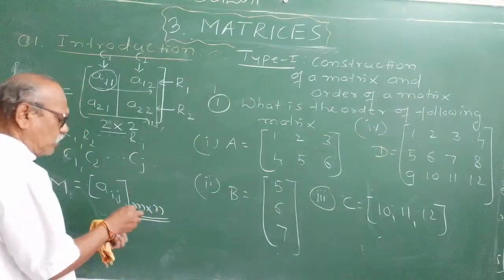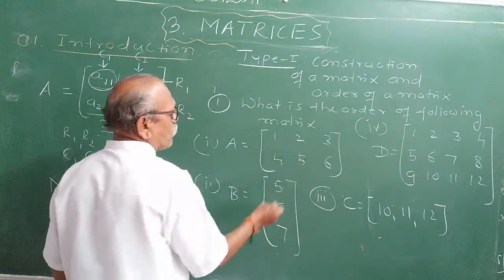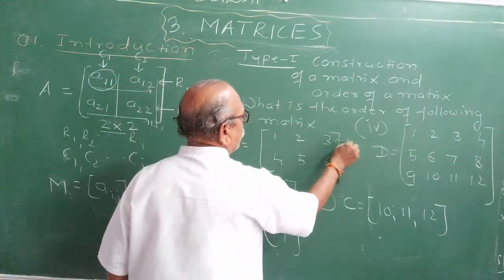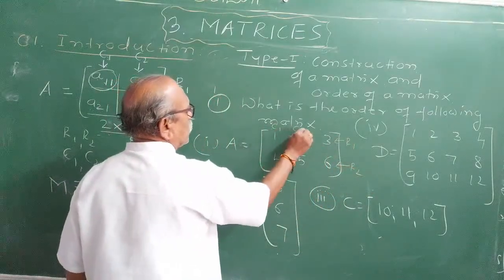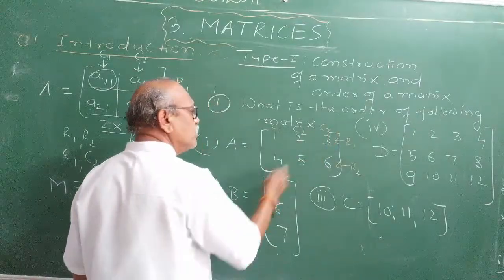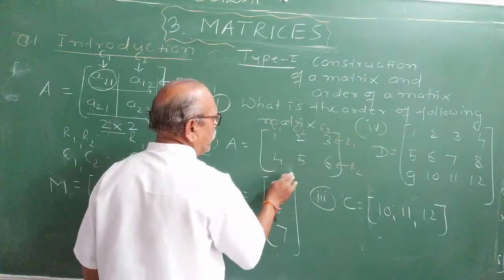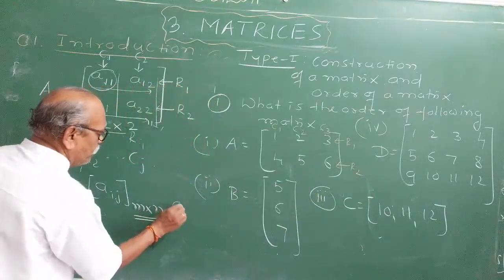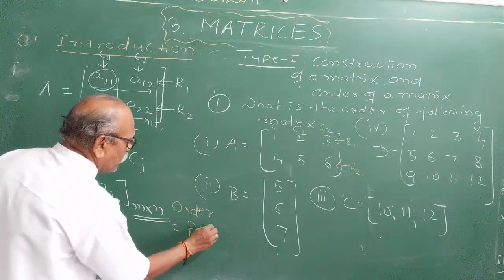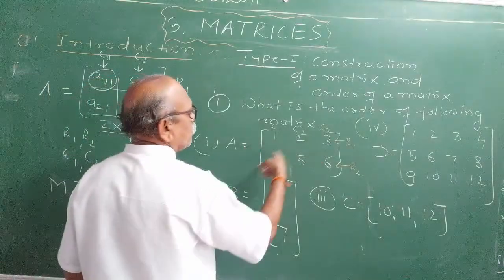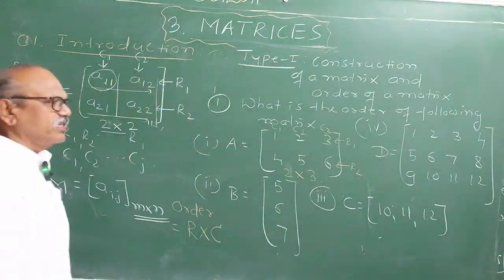Generally, while writing the order, first you have to mention the number of rows. How many rows are there? This is R1, this is R2. How many columns are there? This is column 1, column 2, column 3. Then what is the order? Order is given by number of rows by number of columns. Remember, the order of a matrix will be row number by column number. How many rows are there? 2 rows. How many columns? 3 columns. Therefore, order is 2 by 3.